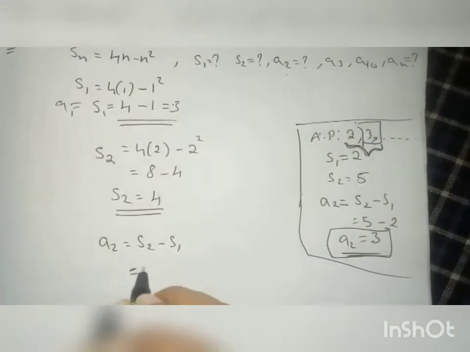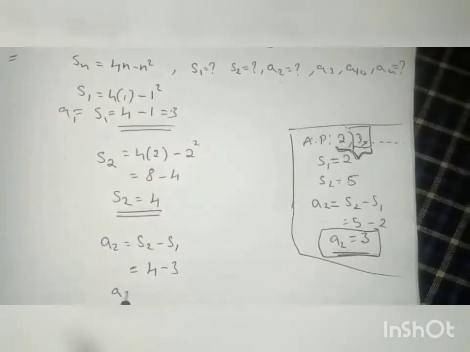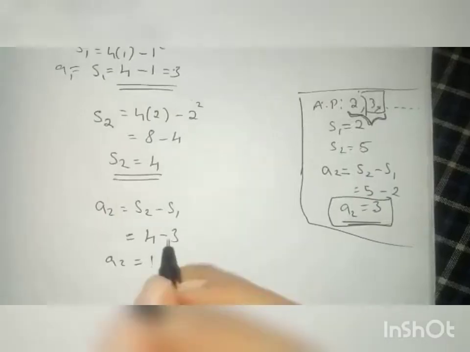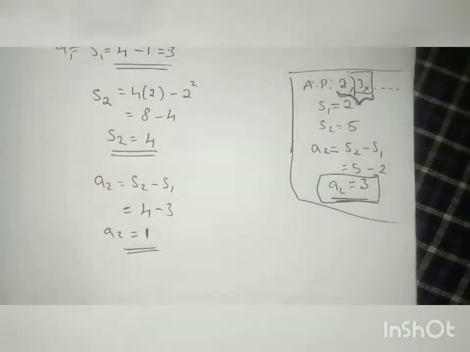So substitute. S2 is 4. S1 is what? 3. So 4 minus 3 is what? 1. So A2 you got 1. So A2 is equals to 1, you got.